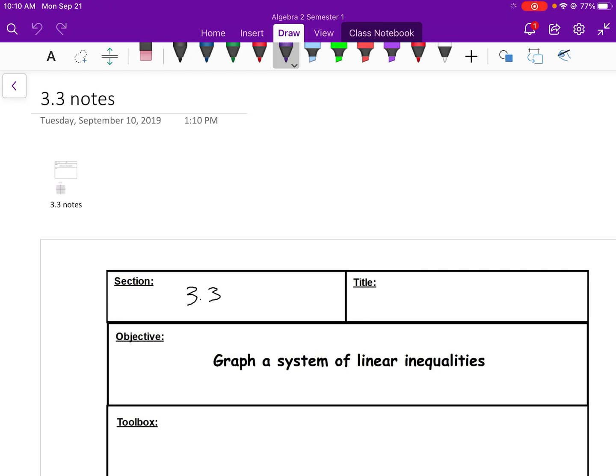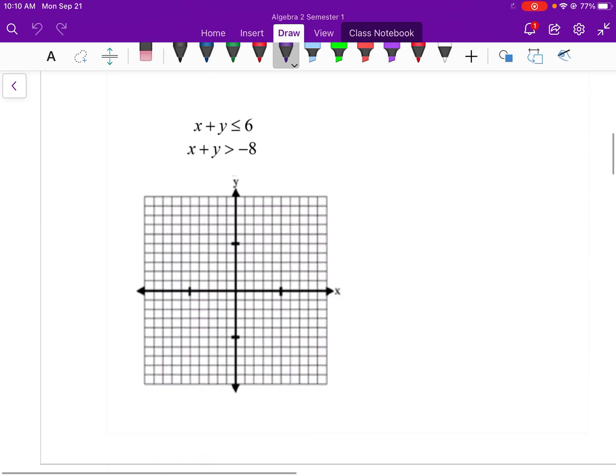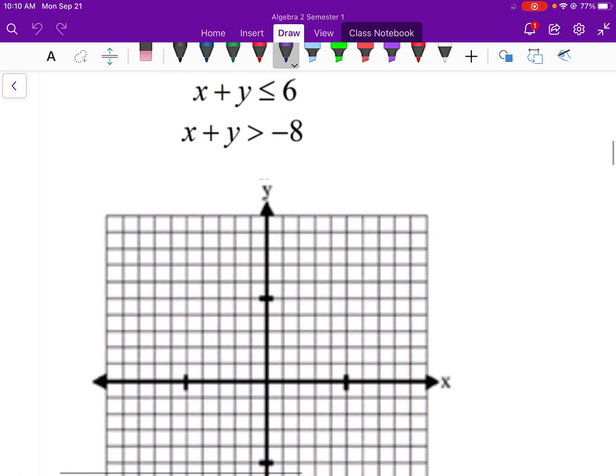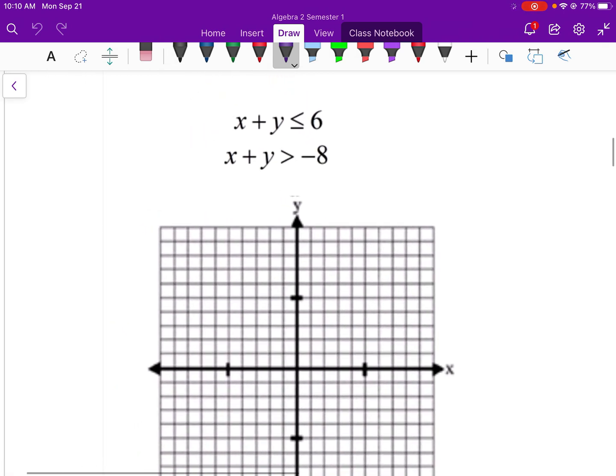Alrighty, 3.3. For this lesson, we're going to graph a system of linear inequalities. What we're going to be given is some type of system of inequalities. In this case, we've got x plus y is less than or equal to 6, and x plus y is greater than negative 8. Let's start with x plus y is less than or equal to 6.